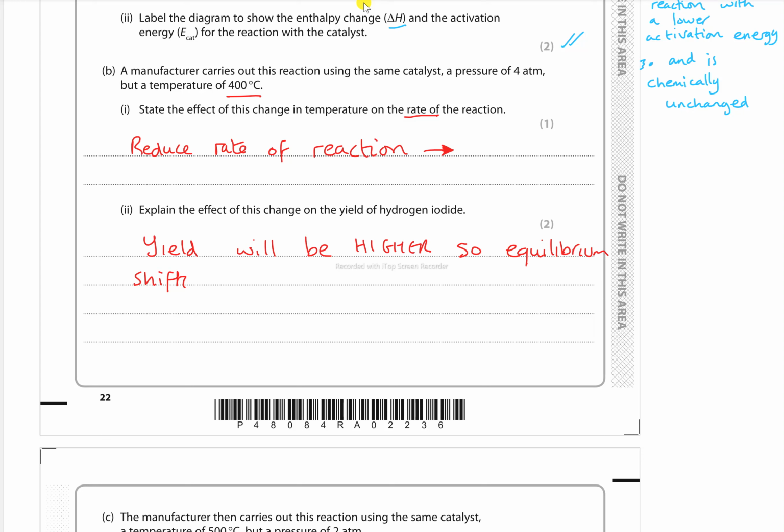Equilibrium shifts. So the equilibrium shifts to the right. Why? Because the forward reaction is, you can't say hotter, you have to say exothermic.